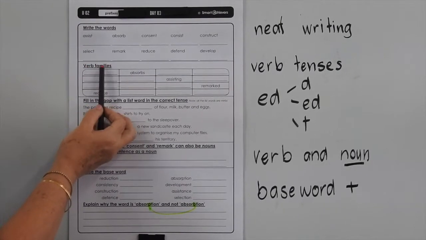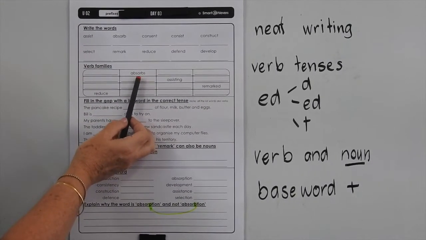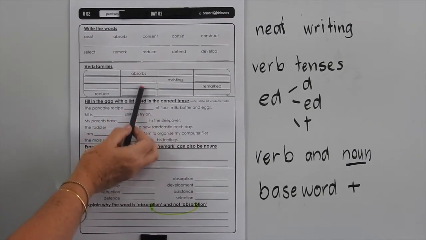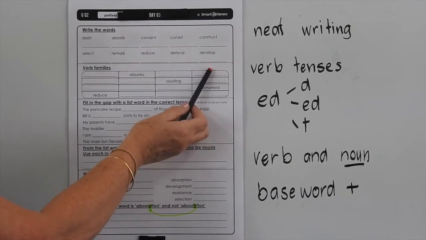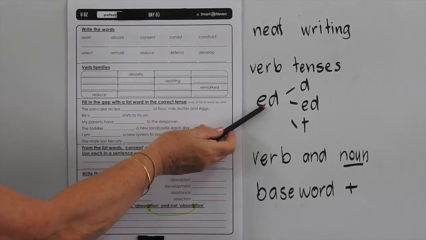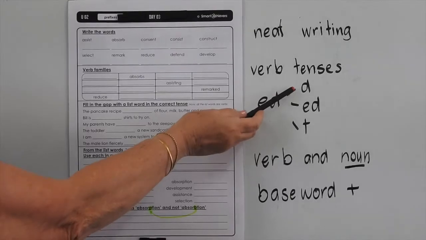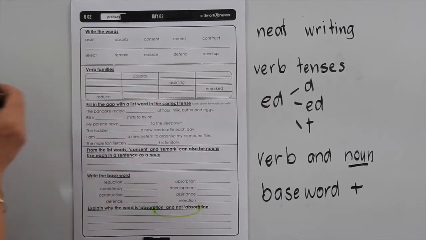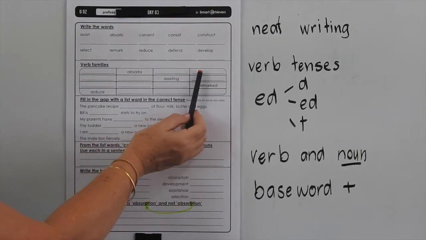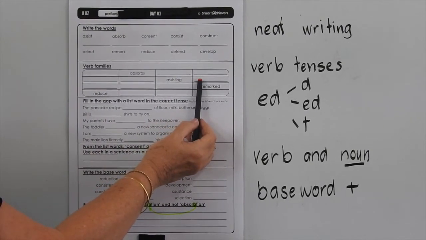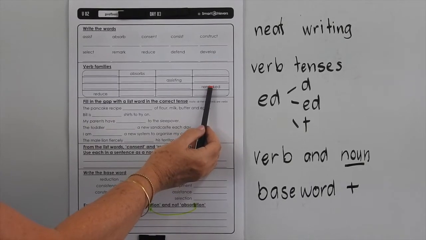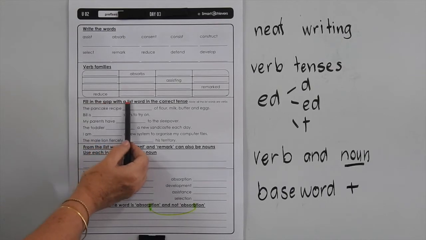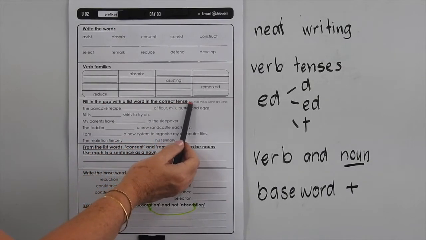So in verb families we've got the base word and we're using it in its different tenses, so we know these words are all verbs. So here you're simply adding the S, adding the ing, and here, when you add the ed it can make three different sounds. It can say d, ud, or t, but you have to know to write ed, and we're hearing each of those sounds in these ones. So absorbed, assisted, remarked, and reduced. So fill in the gap with the list word in the correct tense.